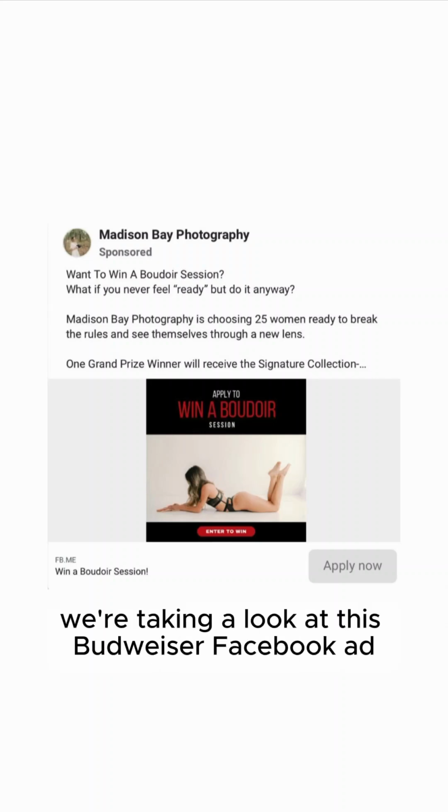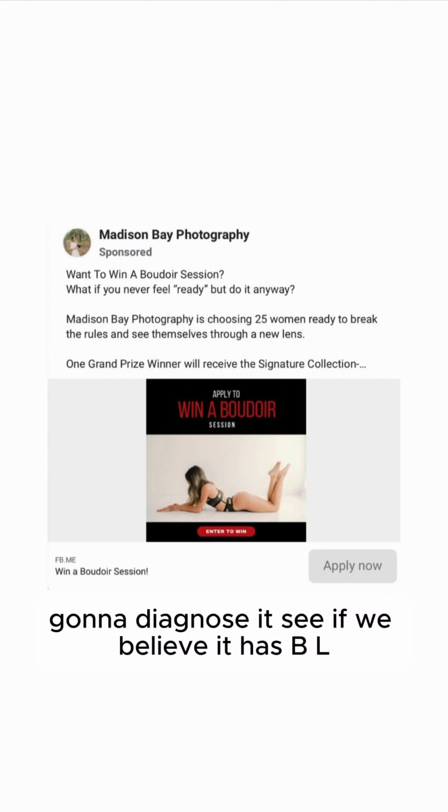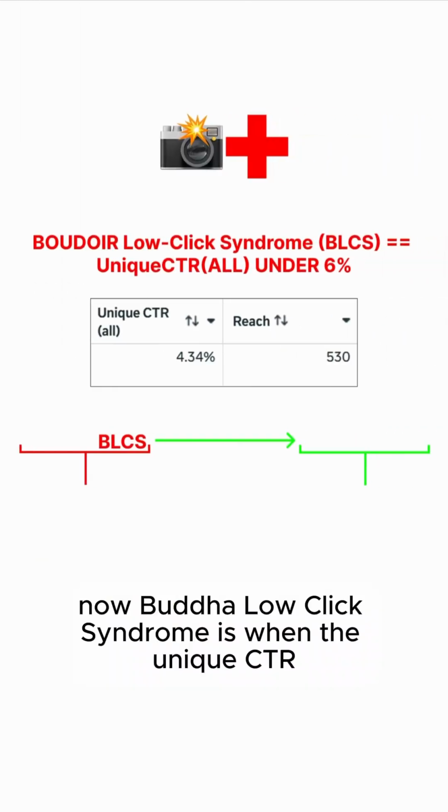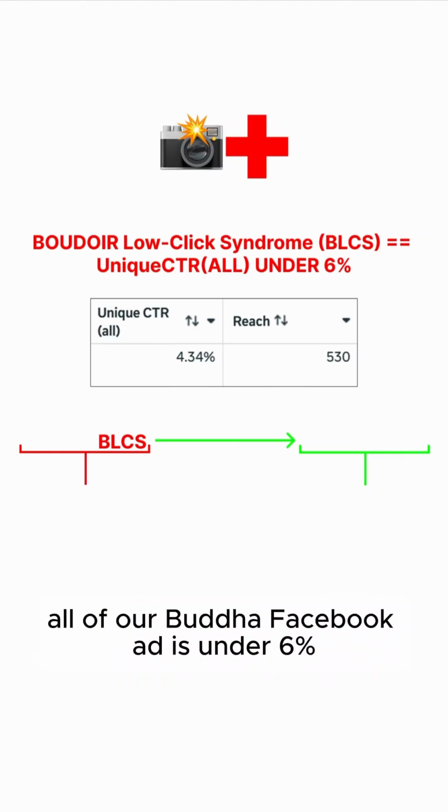All right, y'all, we're taking a look at this Boudoir Facebook ad. Going to diagnose it, see if we believe it has BLCS, aka Boudoir low click syndrome. Now, Boudoir low click syndrome is when the unique CTR on all of our Boudoir Facebook ads is under 6%.